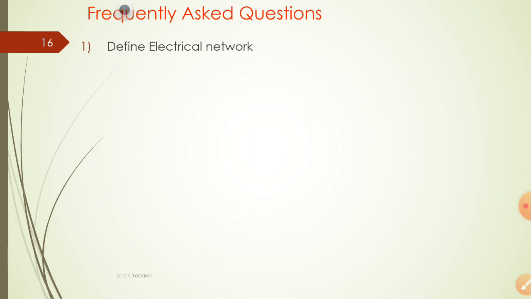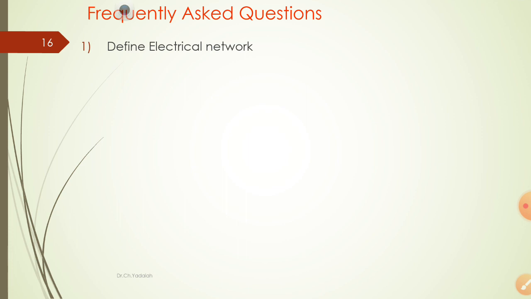Now, in this class we have seen the elements: what is a passive element, what is an active element, what is a passive circuit, what is an active circuit, and the comparison between active circuits and passive circuits. At the same time, we have seen what is meant by a node and what is meant by a loop.